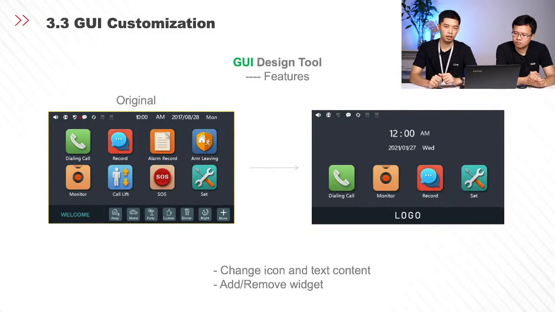So this is a very simple example of how this tool is going to work. On the left side is our original design of the 7-inch HIS07 module. After some little customization, you can have some changes, a new style. You can delete or add some pages, or you can change the icon or the text content. It's all up to you.